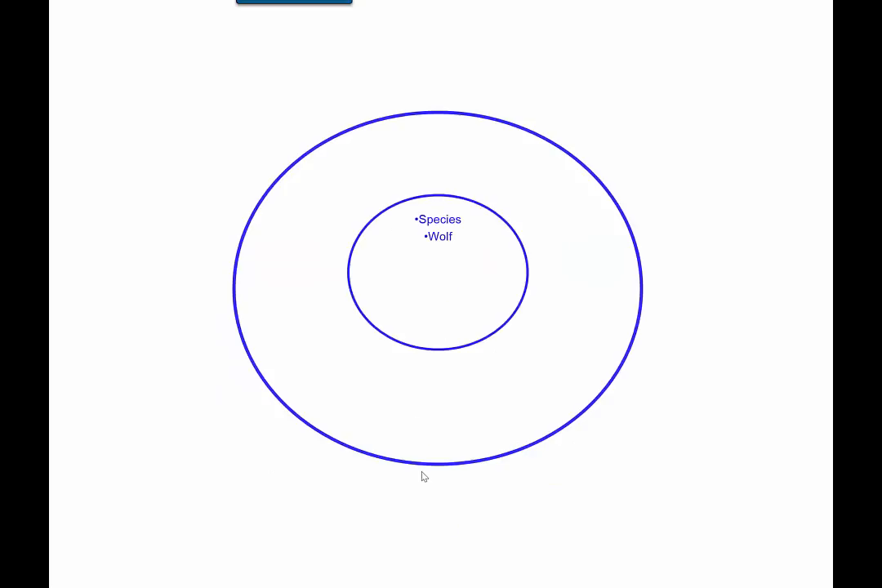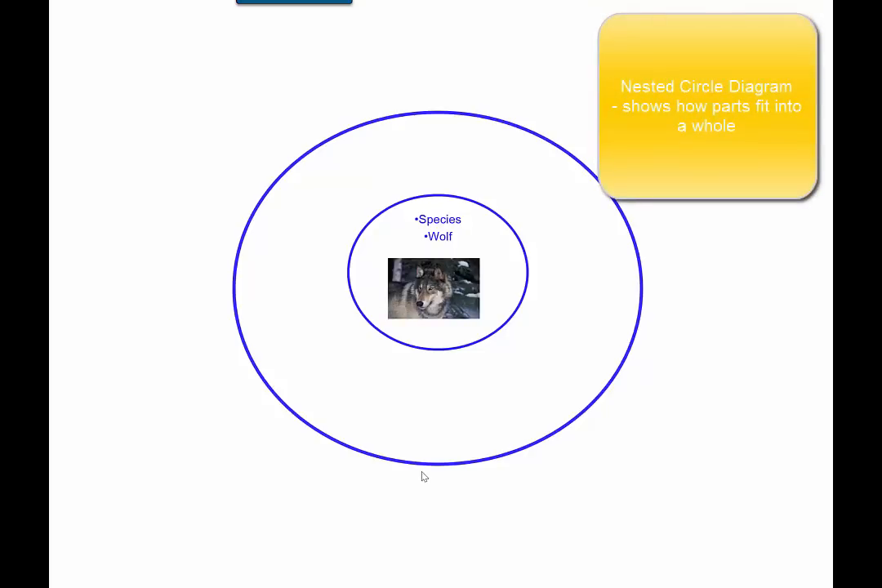So here's an example. This is called a nested circle diagram, and it essentially models those communities. So if we say that our first species is a wolf, then for our population, we would have to have multiple wolves.